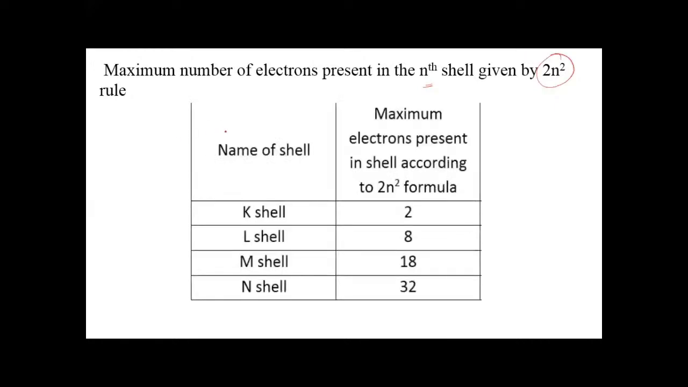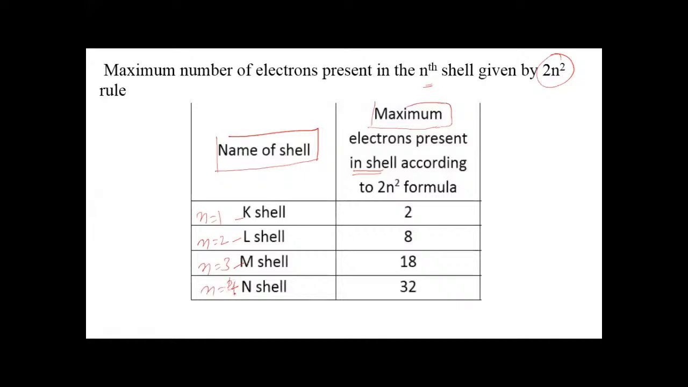Now the maximum number of electrons present in the nth shell is given by the 2n square rule. Here the name of the shell is given and the maximum electrons present in a shell is also mentioned. The shells given are K shell, L shell, M shell, and N shell. Here their n values are: for K shell, n value is 1. For L shell, n value is 2. For M shell, n value is 3. For N shell, n value is equal to 4.